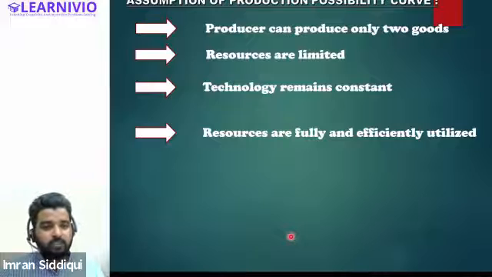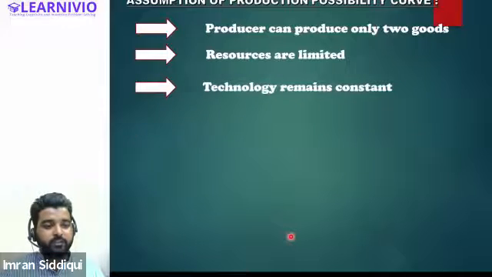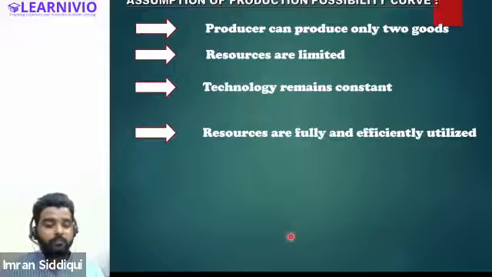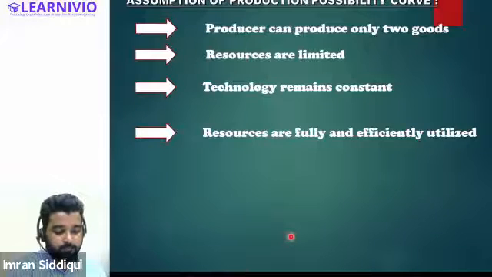Is it clear? All these four assumptions are clear to everyone. Number one, the producer can produce only 2 goods, resources are limited. Number 3, technology remains constant. And number 4, resources are fully and efficiently utilized. Please tell me, everyone, is it clear?